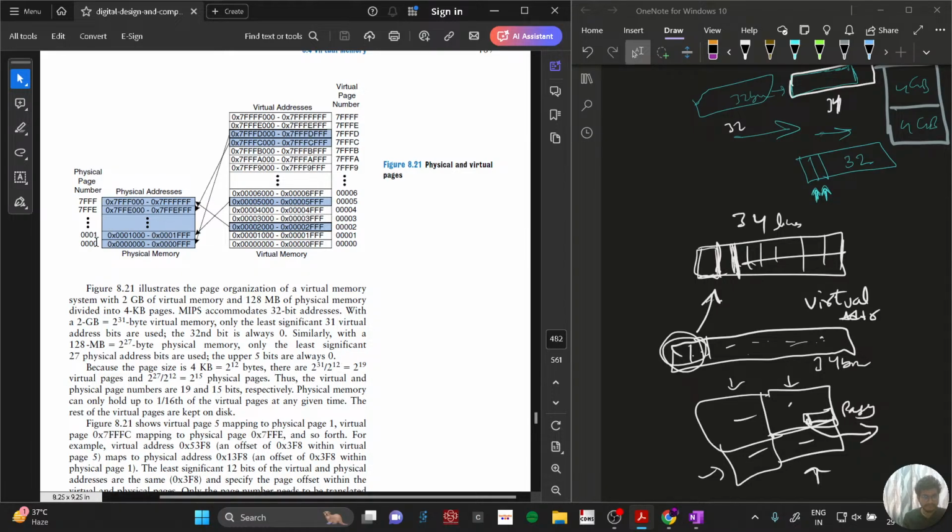So this is physical memory. It has around 32 bits, or maybe actually 31 bits, 2 power 31, which is 2 GB. So 2 gigs of locations, and these are mapped to some locations in virtual memory.